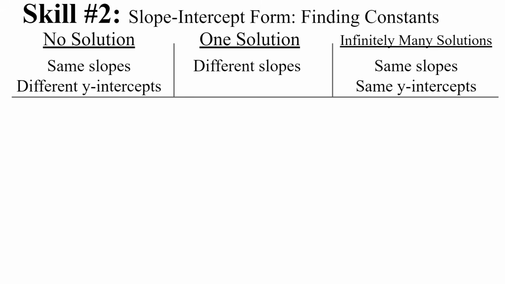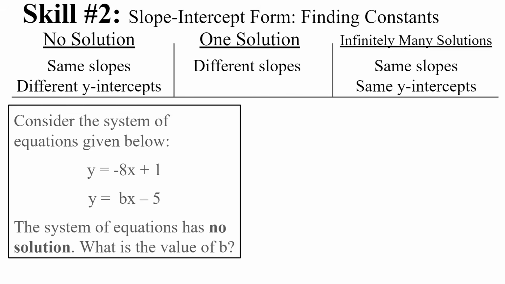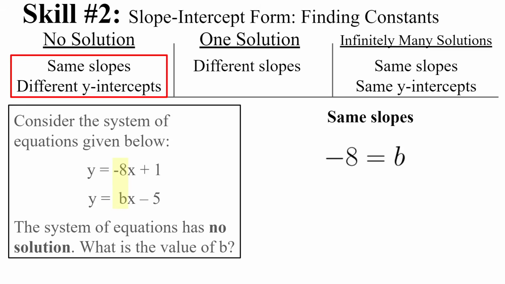The second skill is basically the same thing, but we're going to use what we just learned to do the opposite. They're going to tell you which case it is, and we're going to use that to find some missing value. For this one, they tell us it's no solution. So before I do anything, I'm writing that down on my scratch paper: same slope, different y-intercept. Now I'm going to circle the slopes. They are -8 and b. Because we have same slope, we know those are equal. So -8 equals b. And then for this one, we would just do algebra to solve for b.